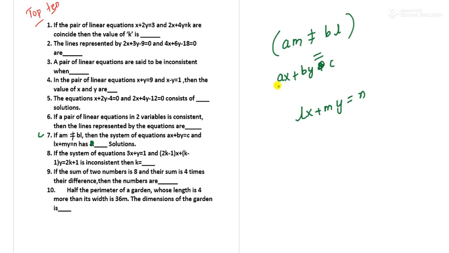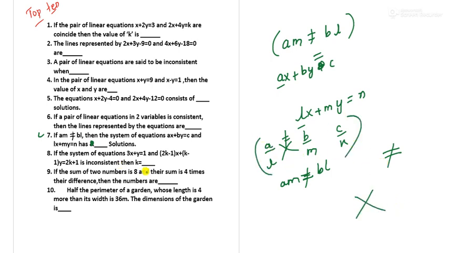So what we are going to do is just compare A1 by A2, B1 by B2 and C1 by C2. If you cross multiply these two when they are equal, what do you get? AM equals BL. But they have given the condition that they are not equal, which means the first two are not equal. So it is for intersecting lines. Intersecting lines have how many solutions? Only one solution. So the answer is only one solution or unique solution. It is also a very easy and interesting question. You can easily solve it.